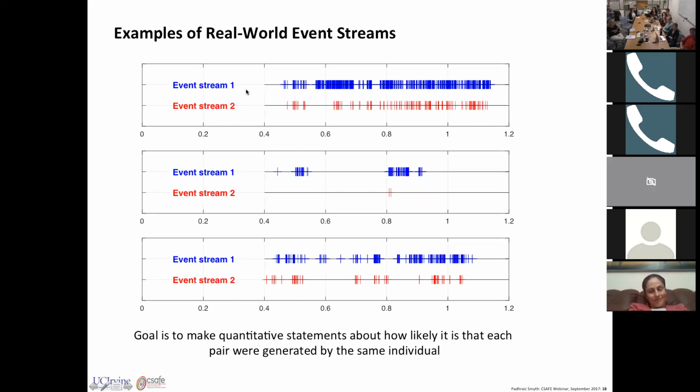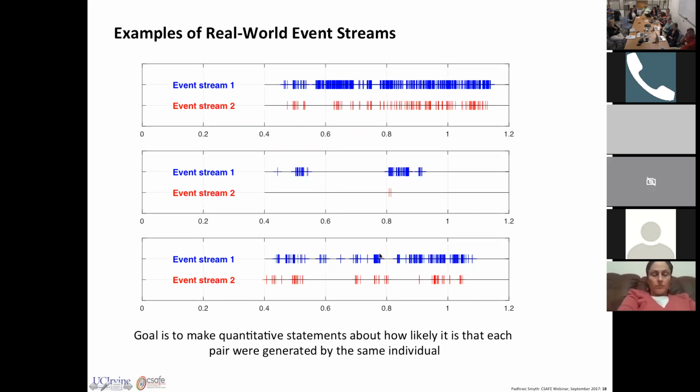And I'll explain what the blue and the red are a little bit later on. But let me just back up for a second. We have three pairs of event streams here, and the question that we would like to be able to answer is, how likely is it that these are coming from the same individual in each case? And from this data, you can't really tell. It's difficult. The first pair of red and blue are very dense. The second pair, quite sparse. The third pair, hard to say.